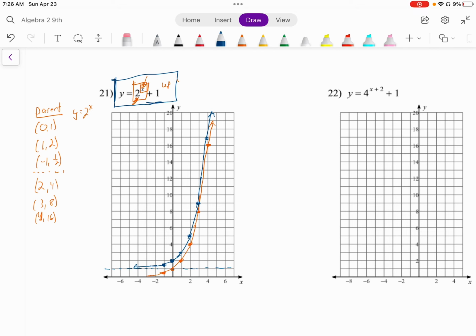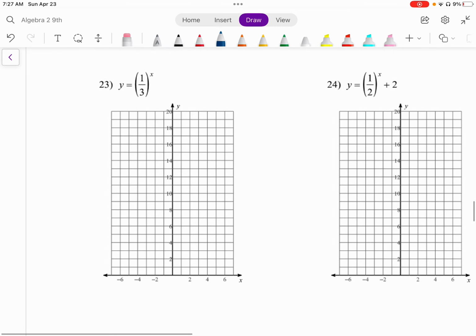Number 22, I'll leave for you to do on your own, but after you do the parent function, you're going to go left. Each point's going to move left 2 and up 1. 23 through the end, they're still the same. They just have fractions in here. So we remember if we have fractions, this is going to be exponential decay. Our parent function, in this case, is the actual function because there's nothing added there.